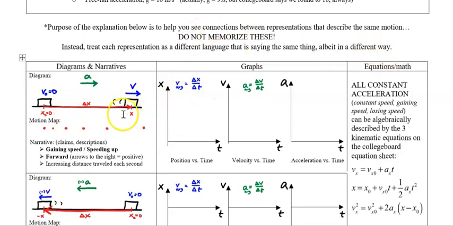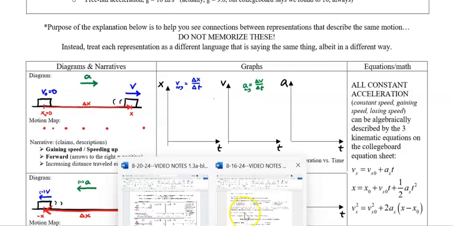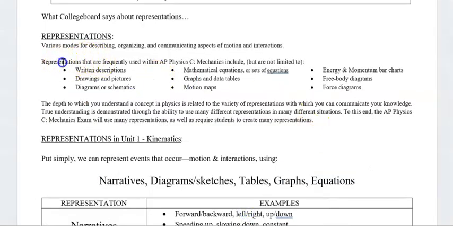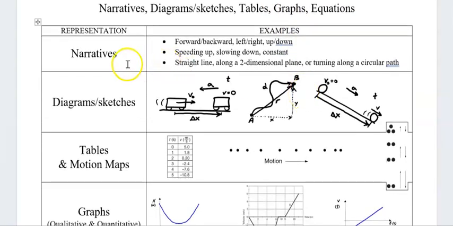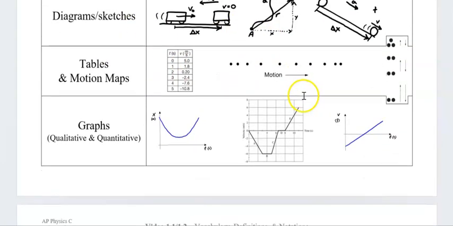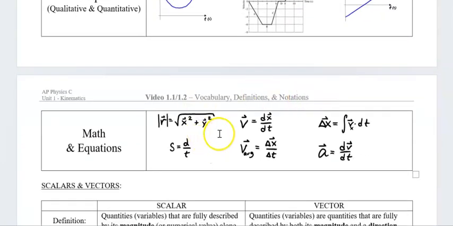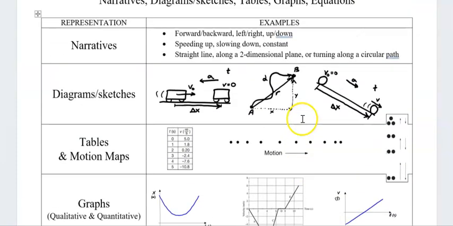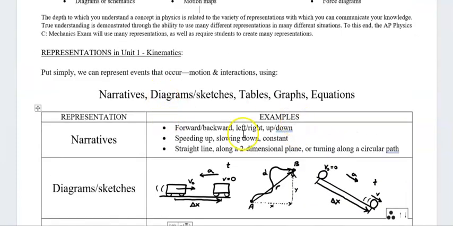So let's start right in here. So diagrams, narratives, graphs, and equations are what we're going to be looking at. This is a follow-up to the representations that AP will expect you to know throughout the year that we mentioned from a previous video, what I mentioned as being common representations in Unit 1. So you can go back to the previous video for a more general overview and for anything on vectors.